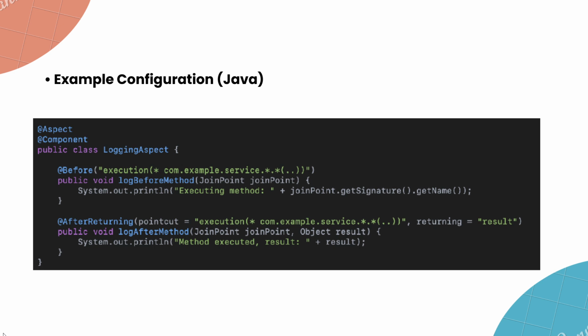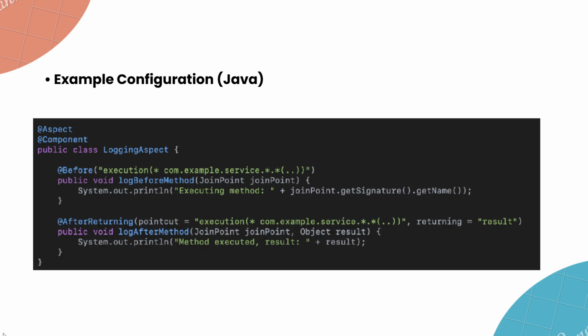Aspect. It represents the airport security process which observes and logs events during the passenger screening process. Before. Log before method. Logs passenger details before the security check begins. Example, checking passports, boarding passes, and etc. After returning, that is log after method, logs the result of security check after it is completed. Example, security cleared or needs further inspection.